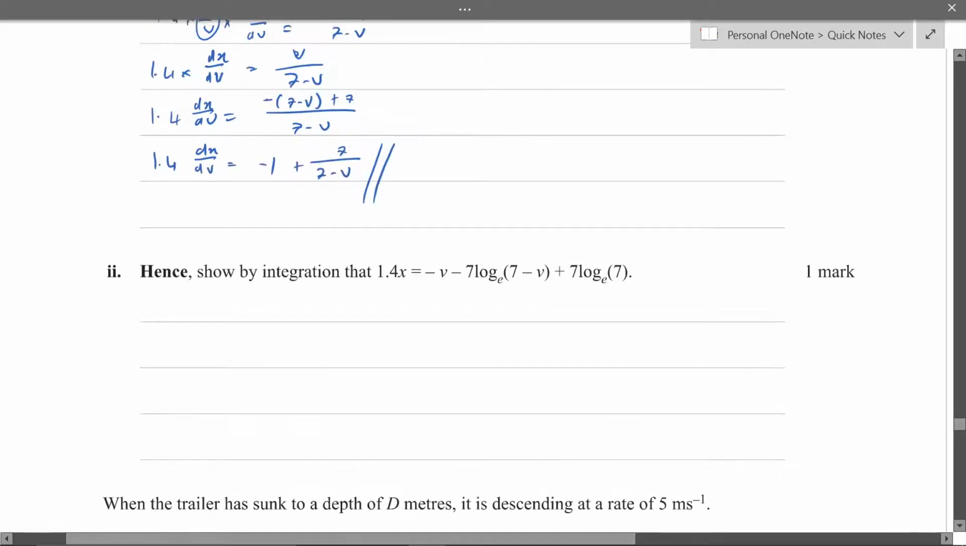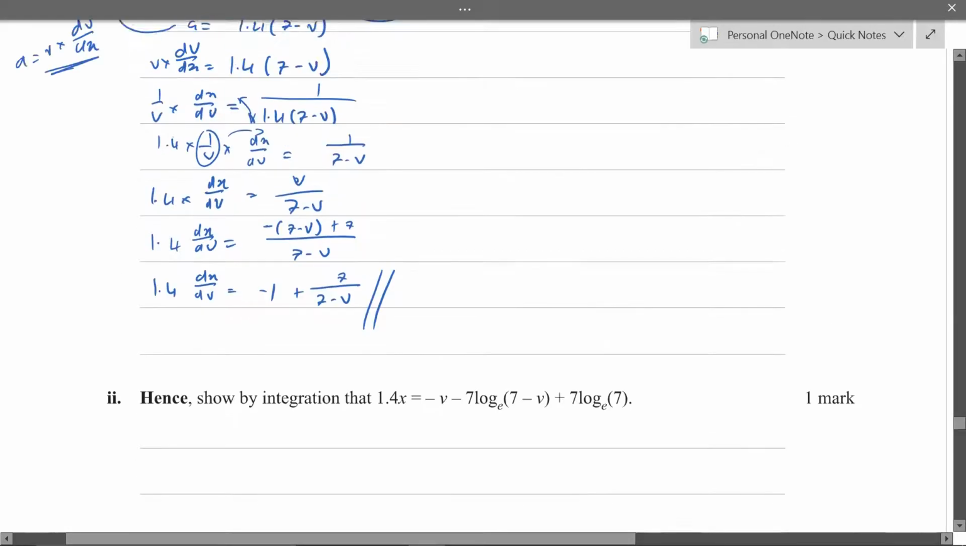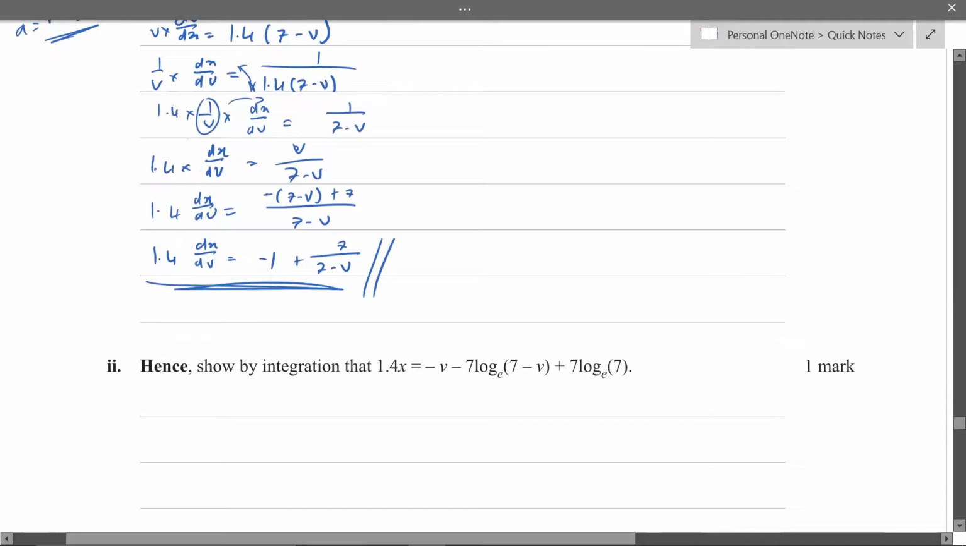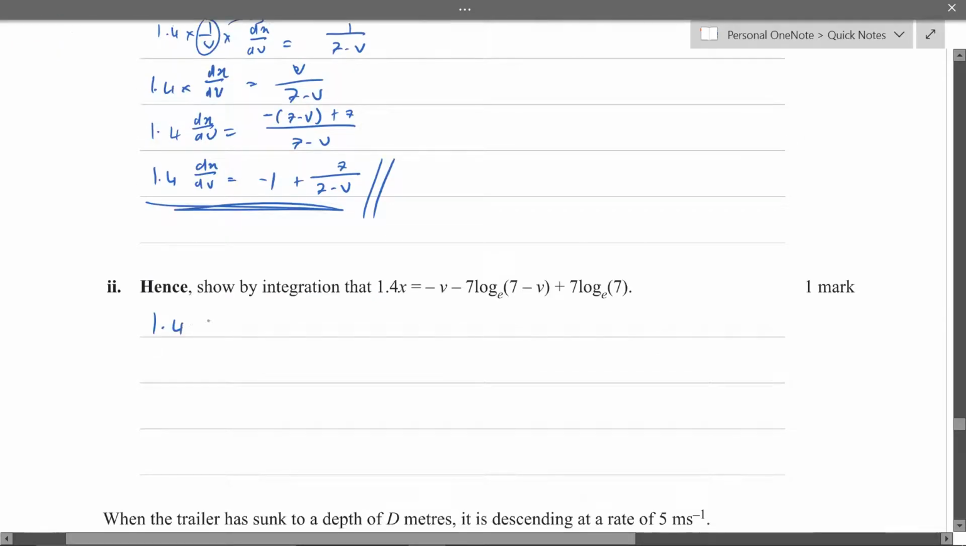So hence show by integration that 1.4x is this. So we take this that we just found, 1.4 dx/dv equals -1 plus 7 on 7 minus v, and we want x on this side, so we can multiply the dv onto the other side. dx equals -1 plus 7 on 7 minus v dv.